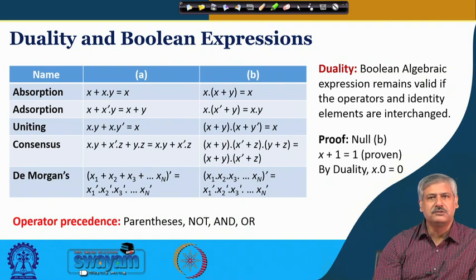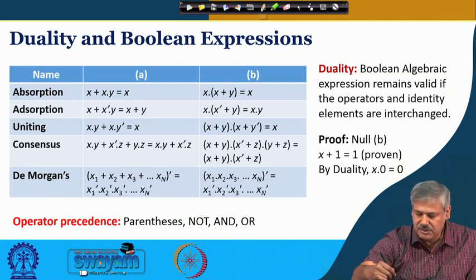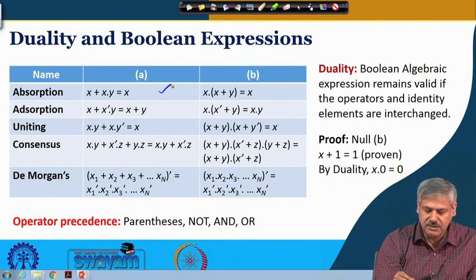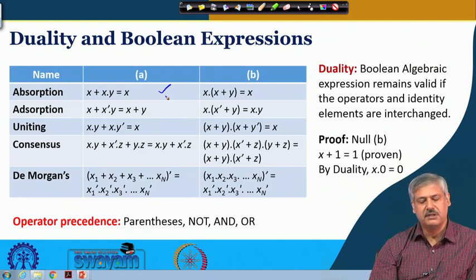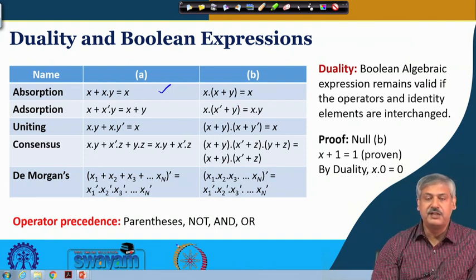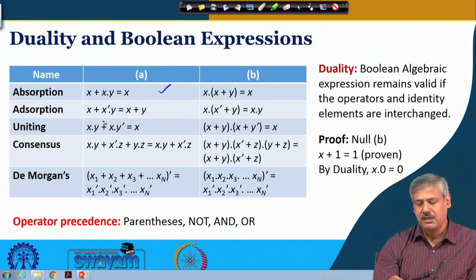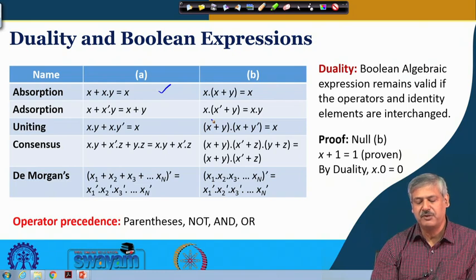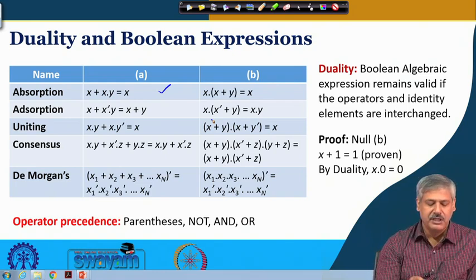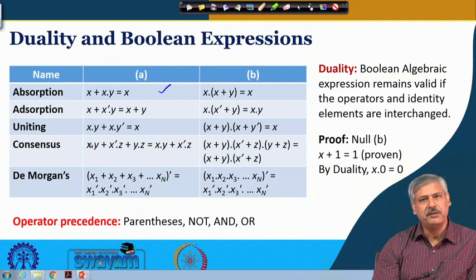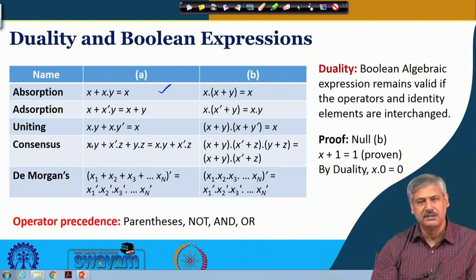More theorems which are useful. One is called absorption. That is x plus xy is x, and the corresponding form, x ANDed with x plus y, is also x. Then x plus x prime y is x plus y, and x ANDed with x prime plus y is xy. Uniting: xy plus xy prime is x, and x plus y ANDed with x plus y prime is x.